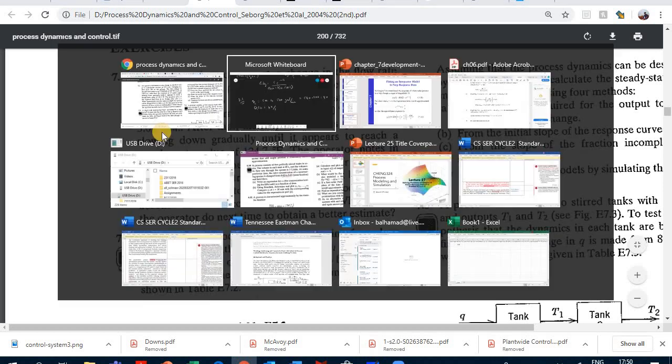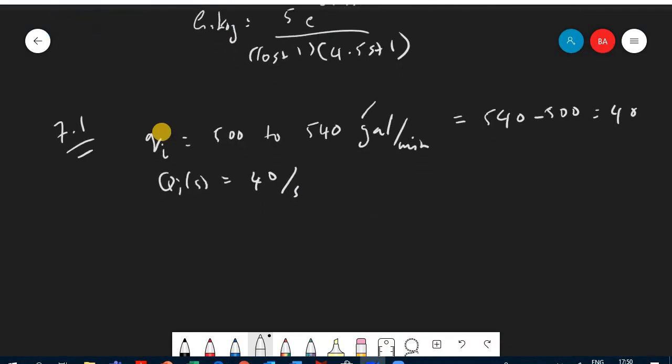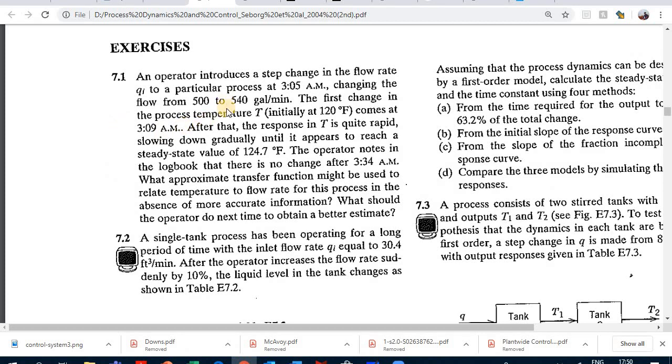And now it is very clear that I'm having a time delay, which is 3:09 minus 3:05, equal to 4 minutes. I think this was clear, right? We did a change at 3:05, but the change first appeared at 3:09.